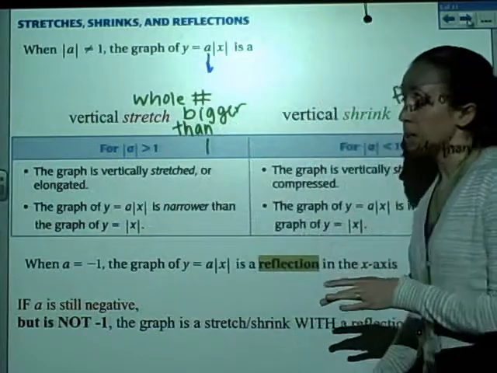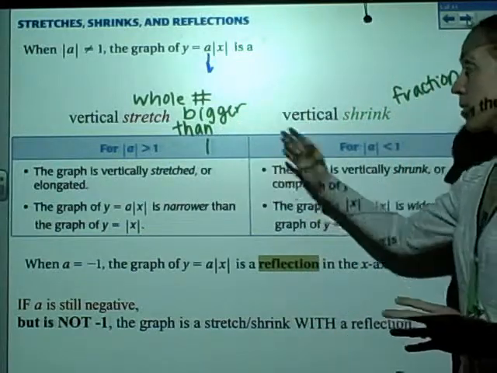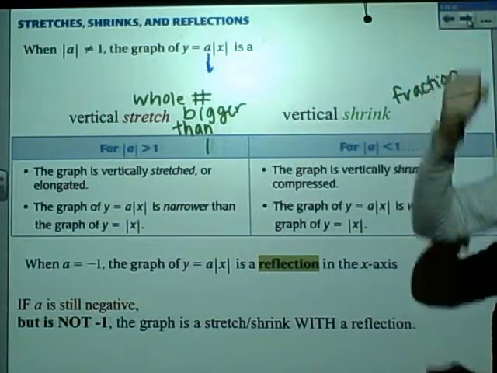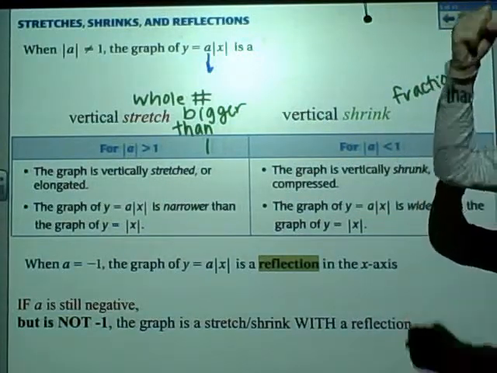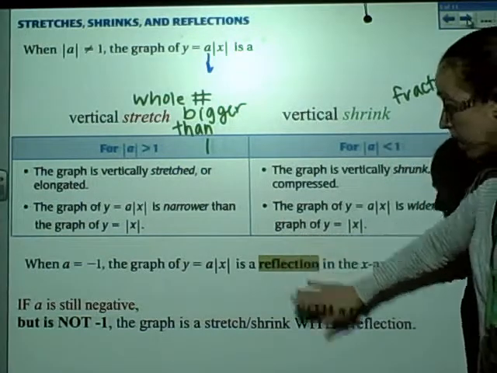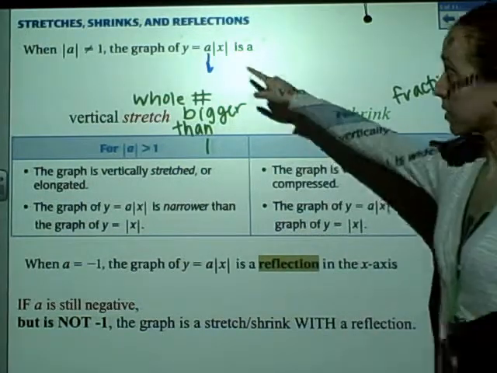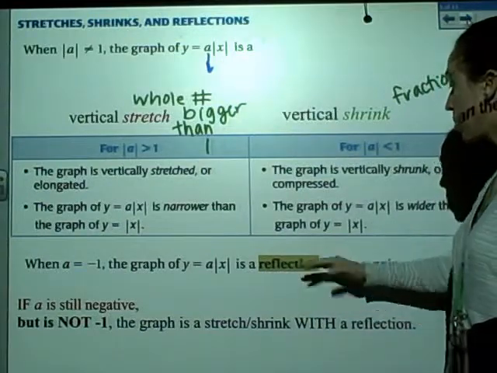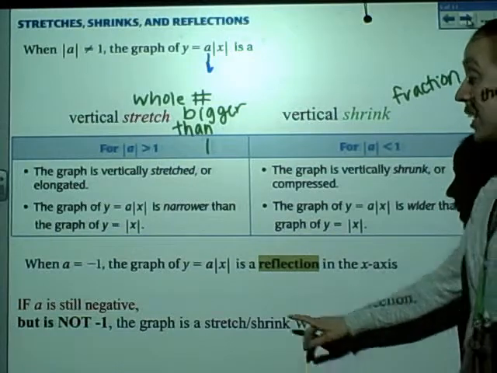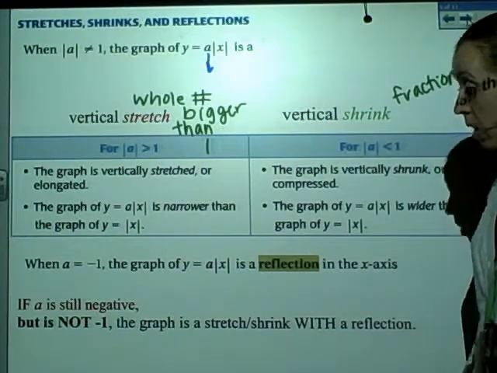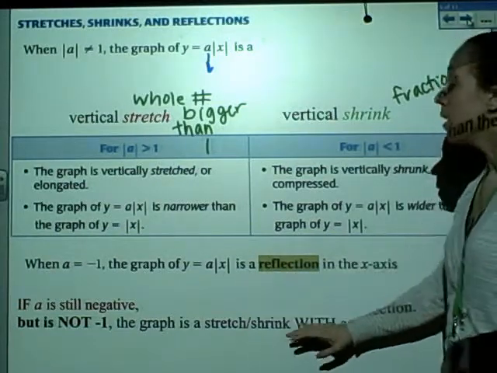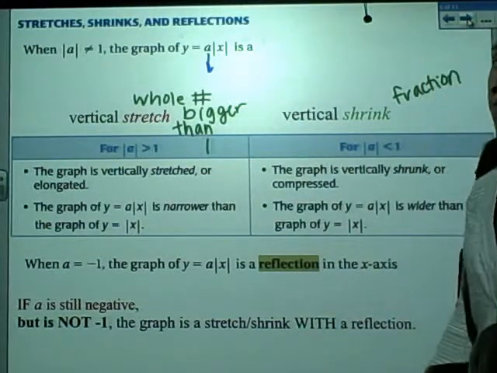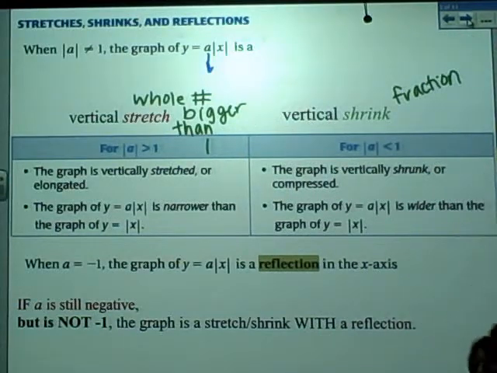I just want to clarify because some people think of it as the negative. The negative doesn't matter if it's stretched or shrunk. The negative gives it a reflection. If that a value is negative 1, then you just have a parent function that's reflected in the x-axis. If a is still negative, but it's not negative 1, then you have a stretch or a shrink combined with a reflection. So it's kind of just talking about the differences.